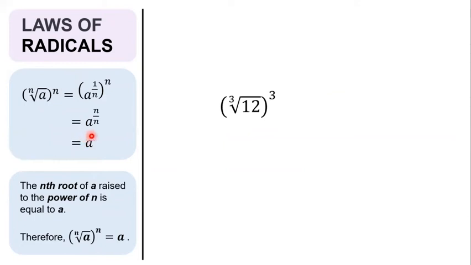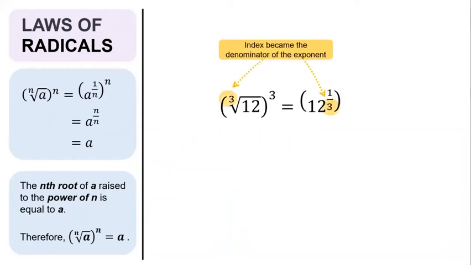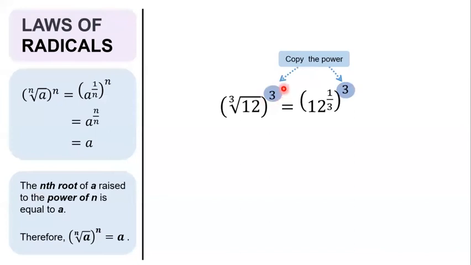So, halimbawa, we have the cube root of 12 raised to the third power. Pareho dito ng format sa ating general formula. Unahin muna natin yung nasa loob ng parentheses. Write the radical 12 as the base. Since walang exponent sa loob ng ating radical symbol, we write 1 as the numerator of our rational exponent. Then, the index will become the denominator of our rational exponent. Tapos, itong exponent sa labas ng parentheses, i-copy lang din natin dito ulit sa labas ng parentheses.